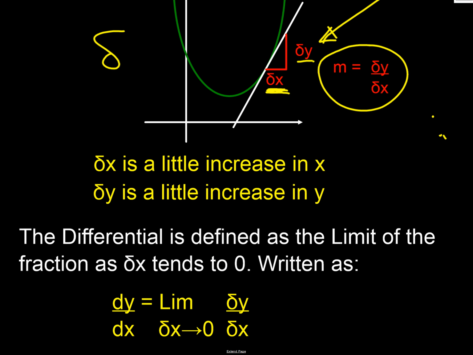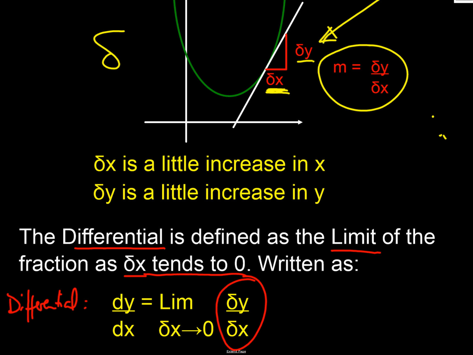What we're interested in doing to find the differential, and this is the differential here, dy by dx, I said d, not delta, is the limit. What's the limiting value of delta y over delta x as our little delta x tends to 0? For all practical purposes, delta x is 0. So we write that mathematically as dy by dx equals the limit as delta x tends to 0 of the expression delta y over delta x.